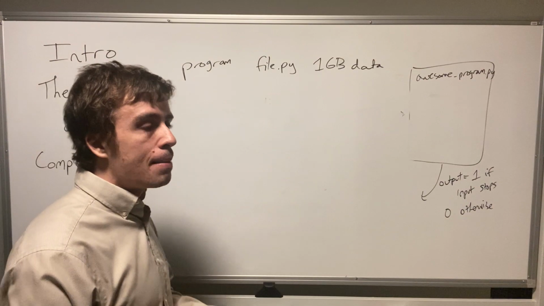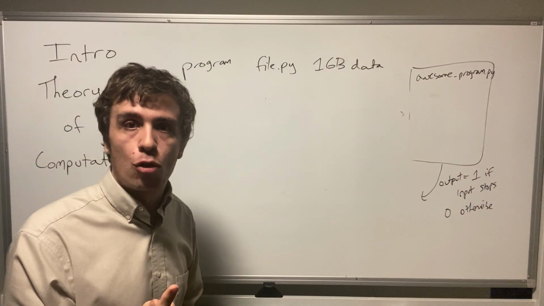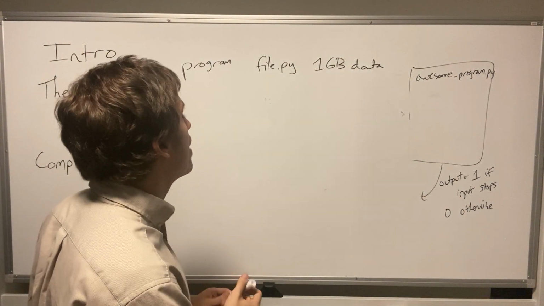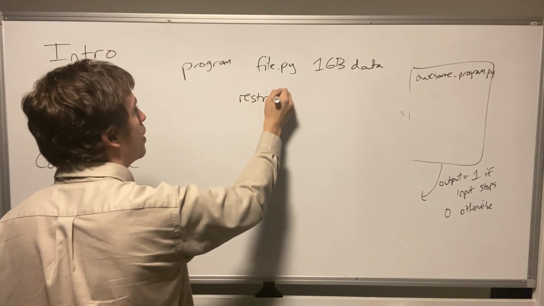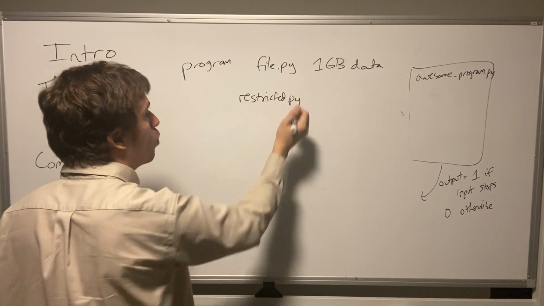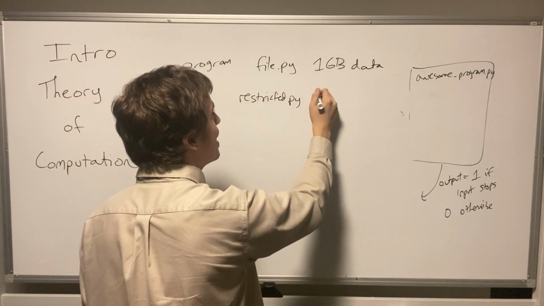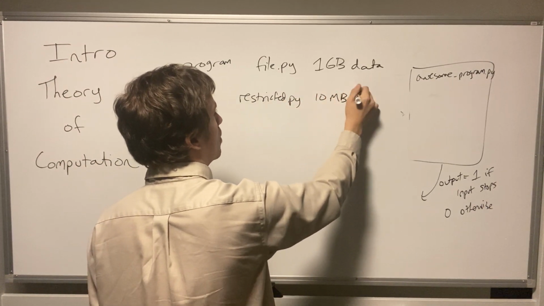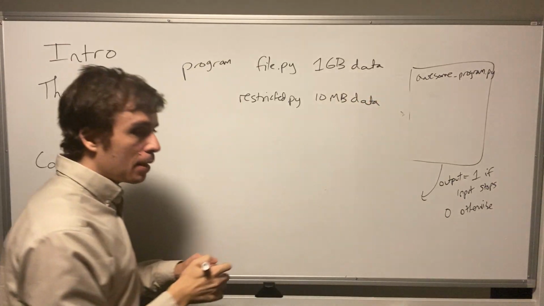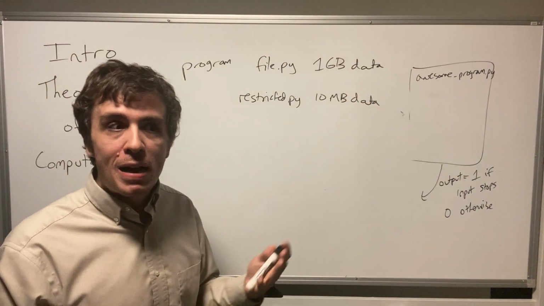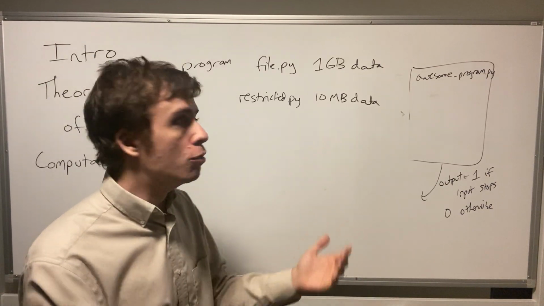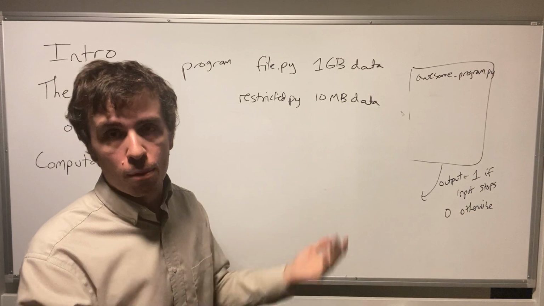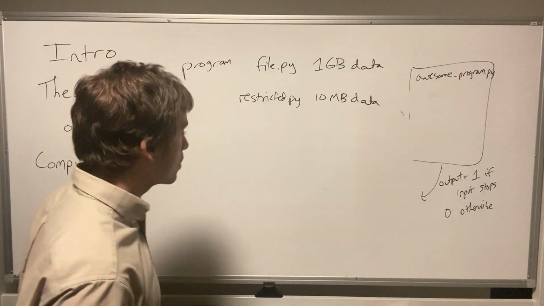Well, let's say that I'm going to restrict this thing quite a bit. So I'm going to have a restricted version of it where I say, you can only get 10 megabytes of data. Maybe I want to run this program a little faster, and I'm just going to limit the amount of allocated RAM that it can use. So maybe that will run a little bit faster, potentially.